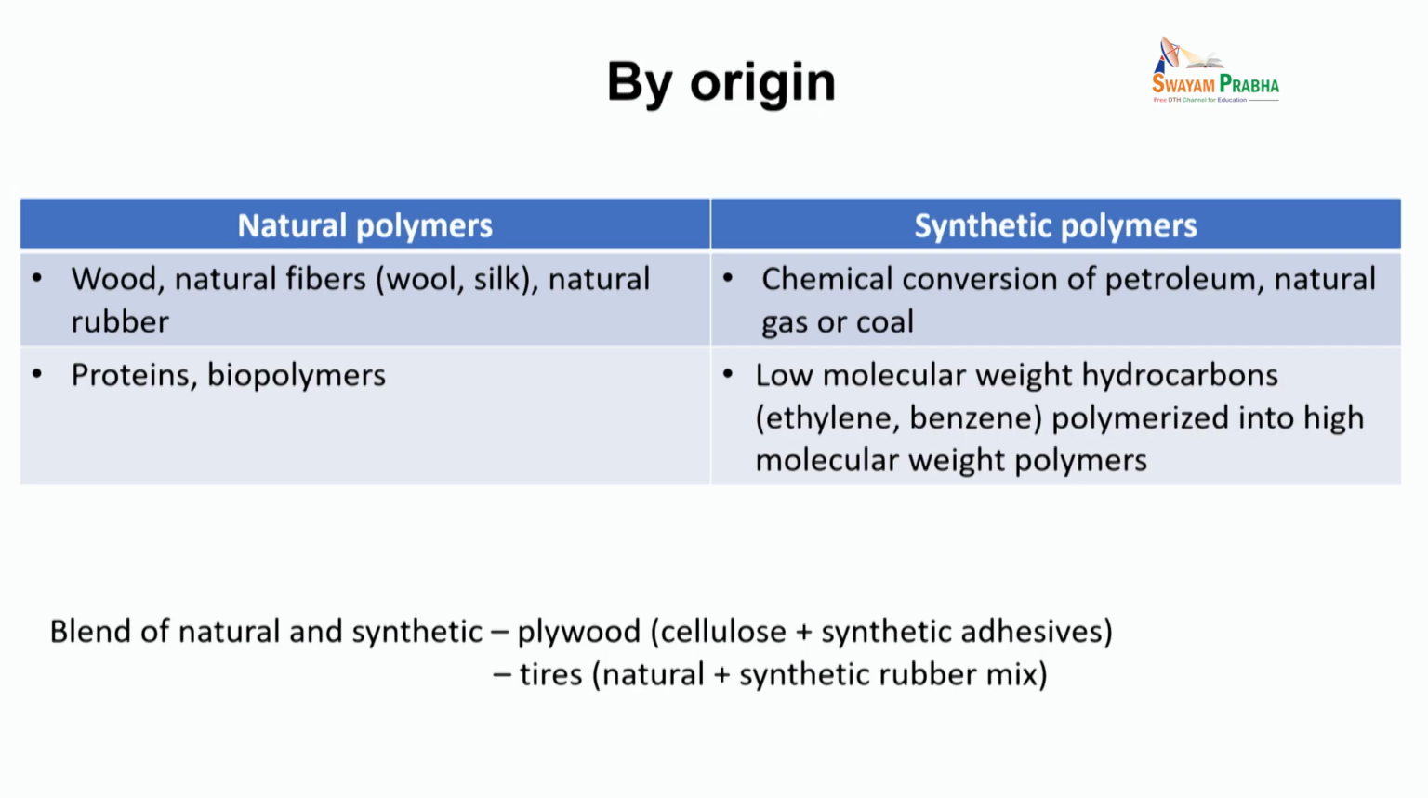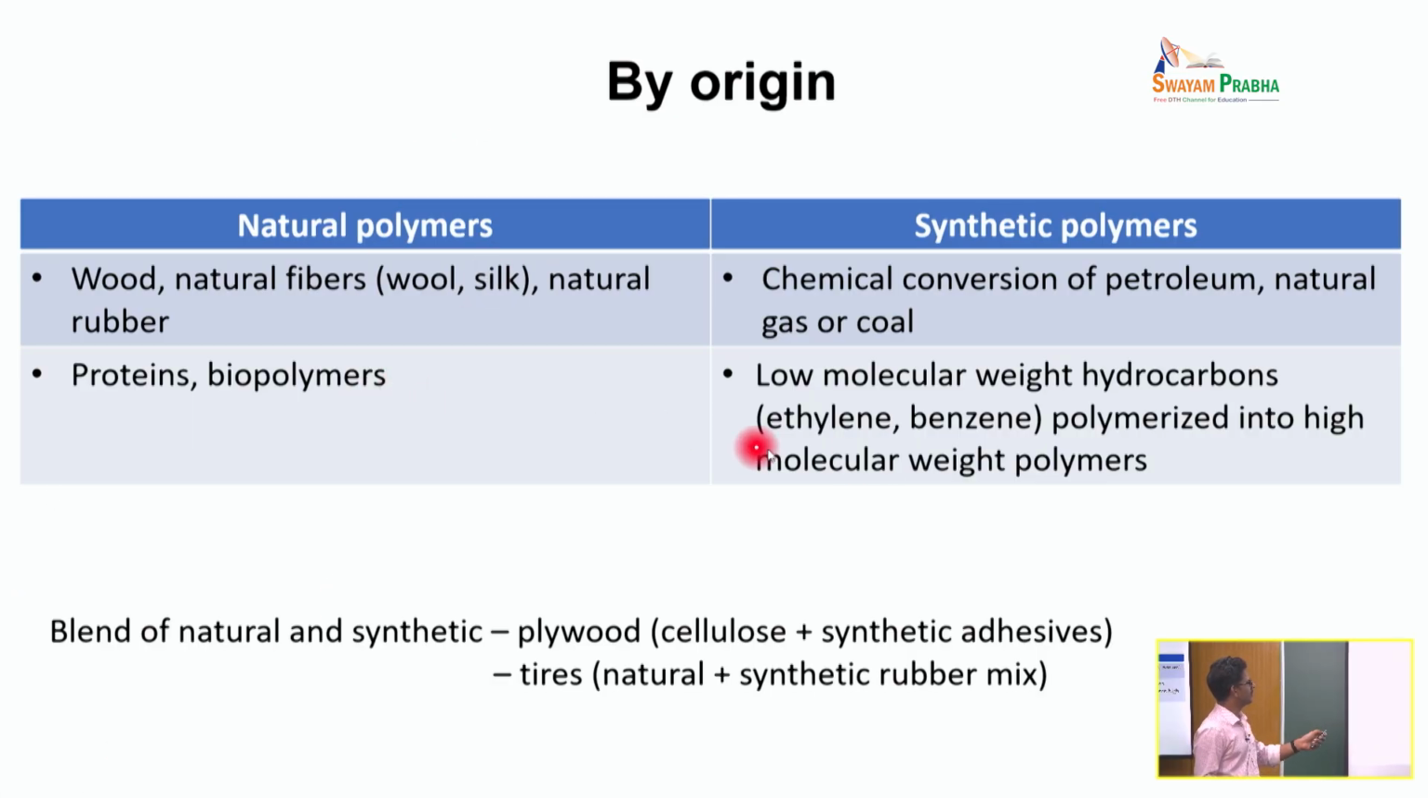Broadly speaking, you can classify polymers based on the origin. Are they obtained naturally or synthetically? On the left hand side, we have natural polymers. When we say natural polymers, these are polymers that are available in nature, without any human intervention. For example, wood, which contains cellulosic fibers, lignin and all that, and natural fibers like wool and silk, and natural rubber from trees. These are all polymers that occur naturally. You can also think about biomacromolecules such as DNA, proteins, and various other biopolymers.